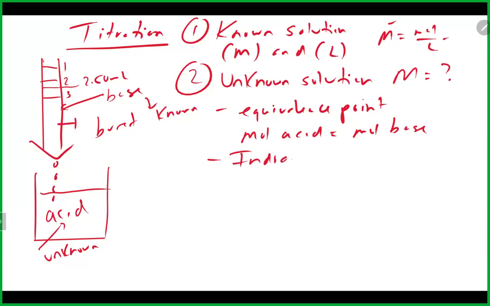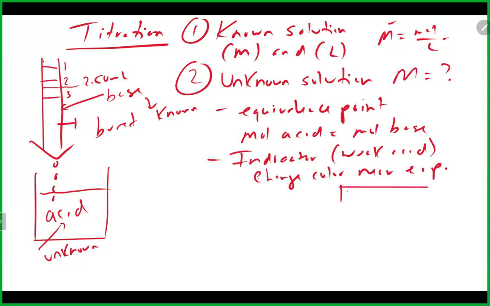We typically will use an indicator. And an indicator is actually usually a weak acid, and it will change color near your equivalence point. For example, they actually work over a pH range, like the one we're going to use today, which is phenolphthalein. Phenolphthalein works on a pH range of 8.3 to 10. It actually works in the basic range.